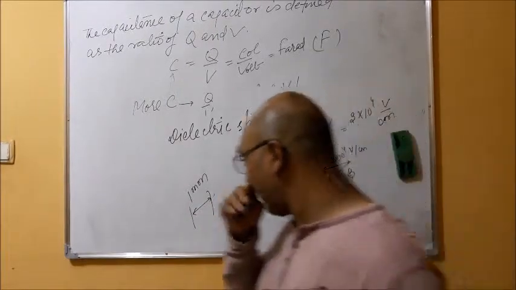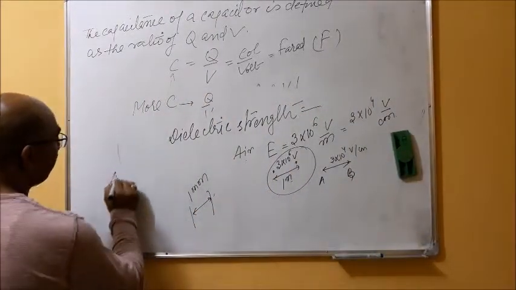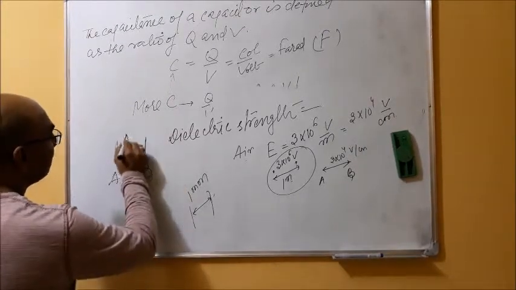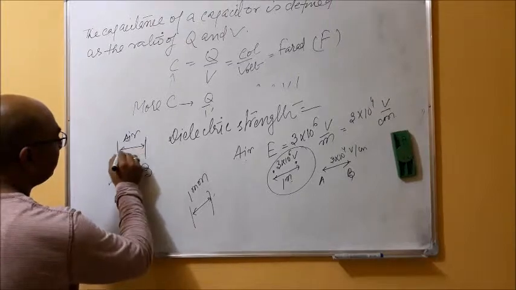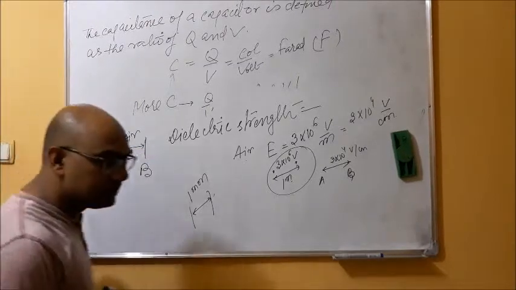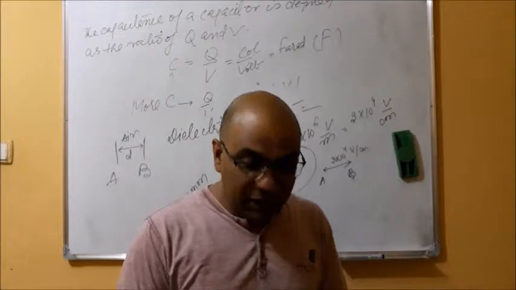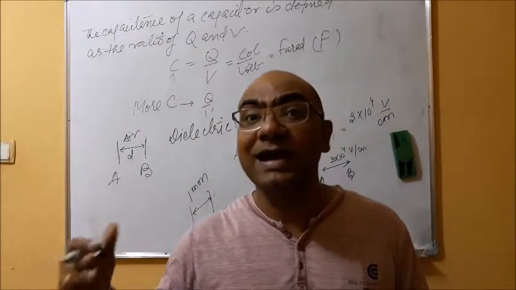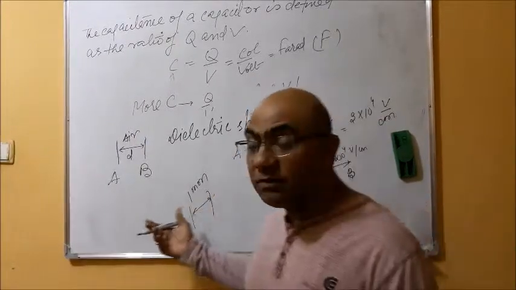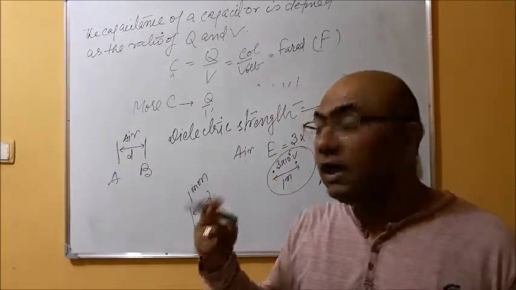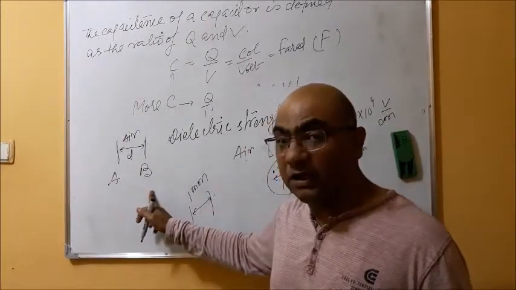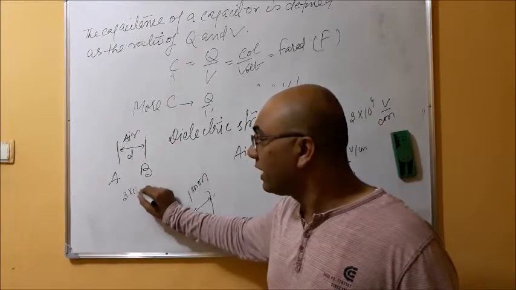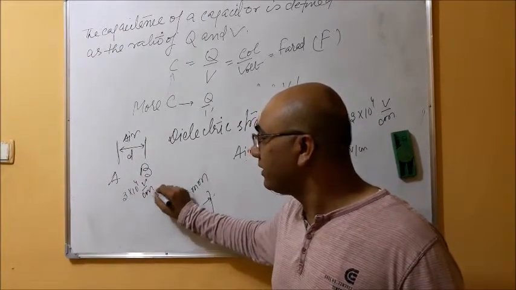So in other words, we can conclude that if we have a capacitor and air is filled between the surfaces A and B, which are at distance d, we have to keep in mind that it should not cross its dielectric strength. And how can we find the value of dielectric strength? If air is filled between A and B, then its maximum potential difference will be 3 into 10 to the power 4 volt per centimeter.